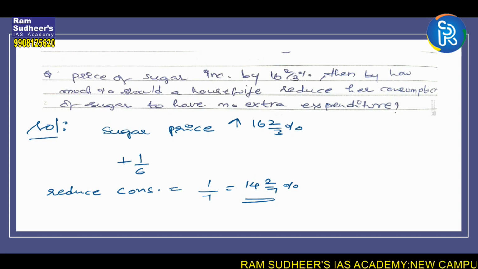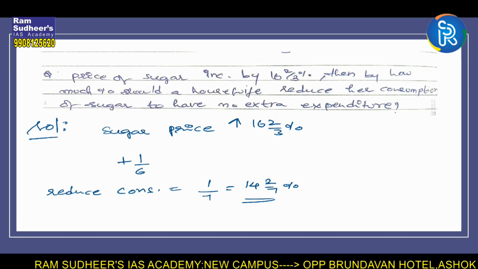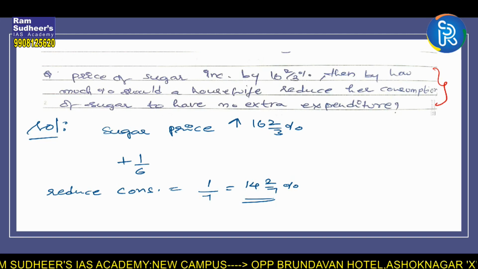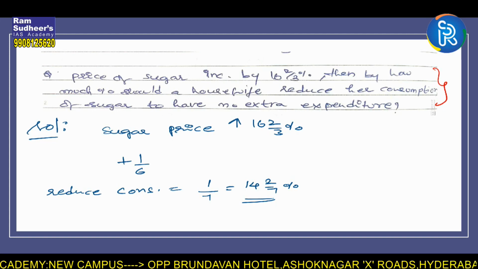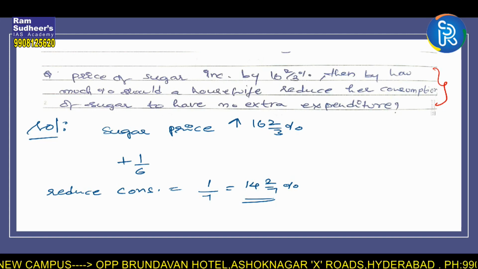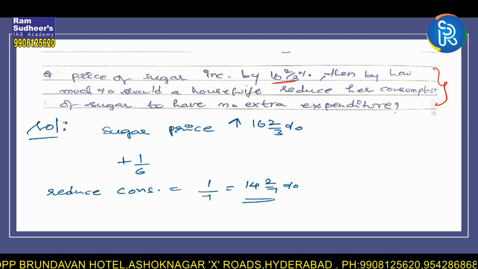Price of sugar is increased by 16 2/3%, and then by how much percent should a housewife reduce her consumption of sugar to have no extra expenditure? Here this is just an application, but if you look into it carefully, this is also a similar problem. I have increased the number by 16 2/3%, and by how much should the new number be decreased so that it would yield me the original number? It is on similar lines.